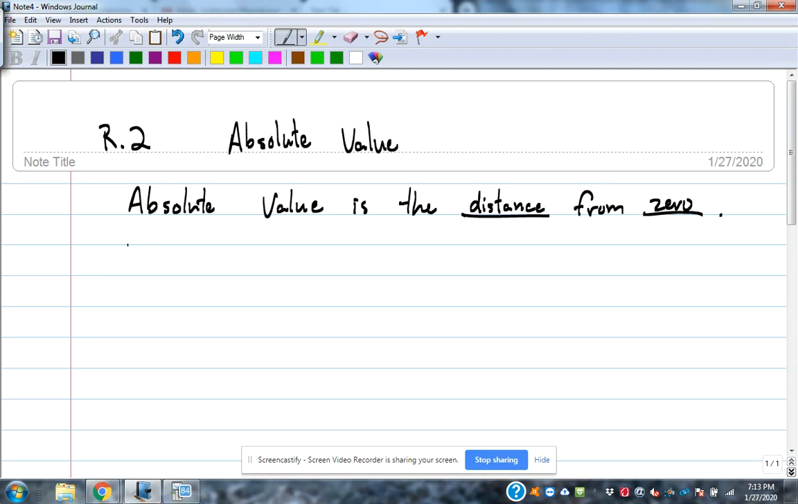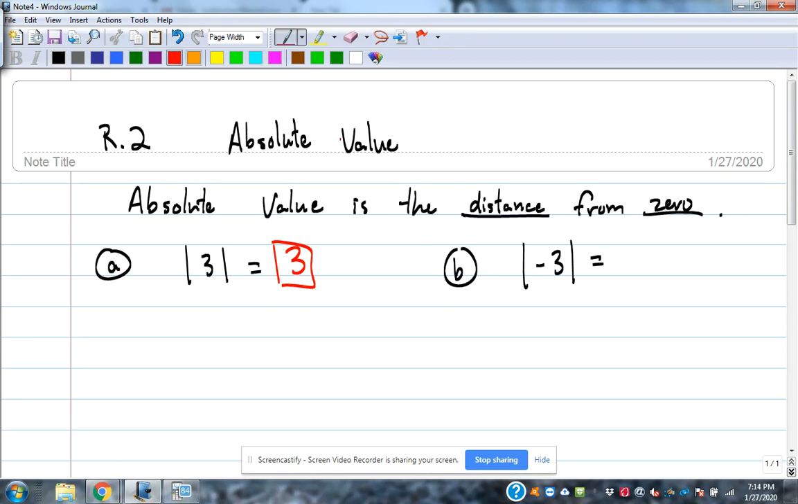So when we're dealing with absolute value, the absolute value of 3 is what? 3. But at the same time, the absolute value of -3 is 3. Because those are the same distance away from 0 on the number line. They have that same value in absolute value.